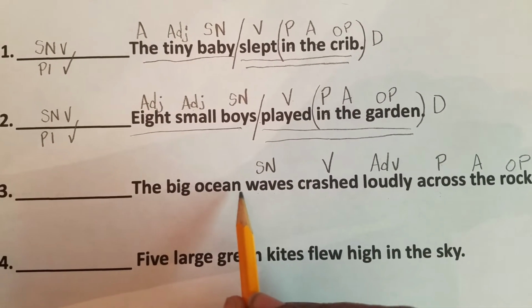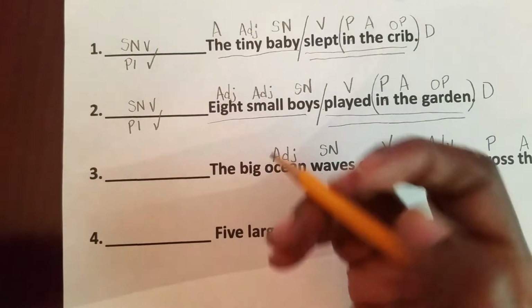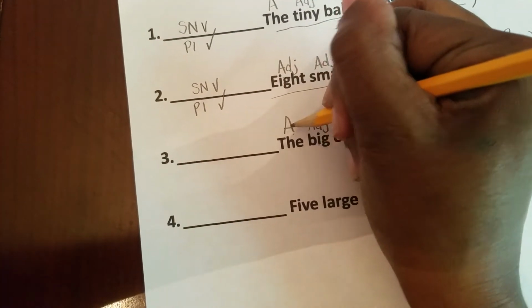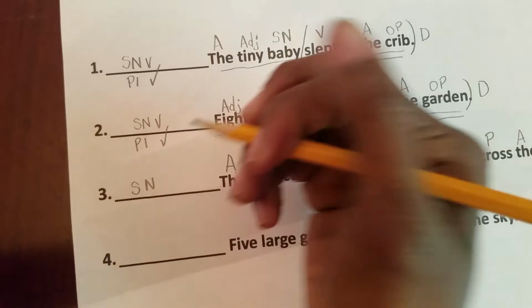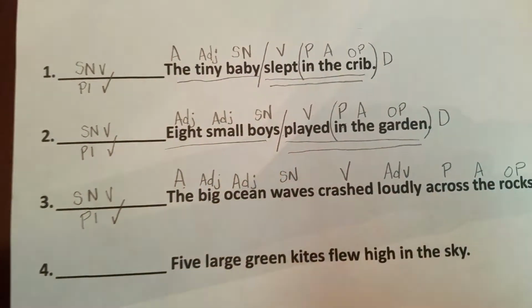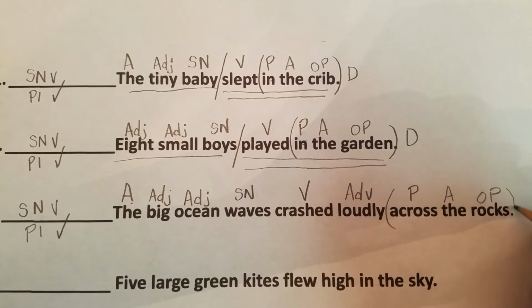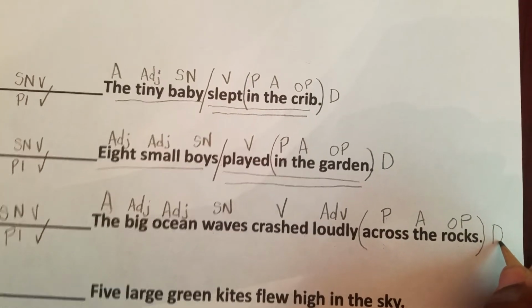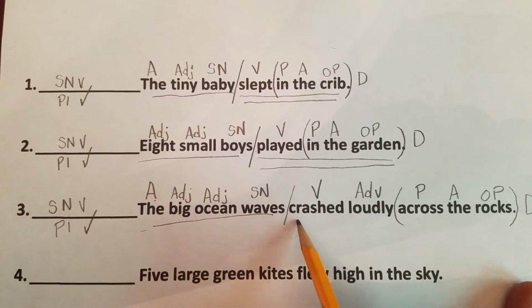What kind of waves? Ocean, adjective. What kind of waves? Big, adjective. The, article adjective. Now let's classify. Subject, noun. Sorry, I'm in the way. Verb, pattern 1. Check. What are we checking for? Prepositional phrases. We have 1. Across the rocks, prepositional phrase. Period, statement, declarative sentence. Go back to the verb and divide the complete subject from the complete predicate.